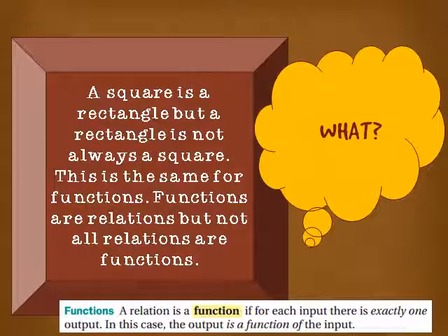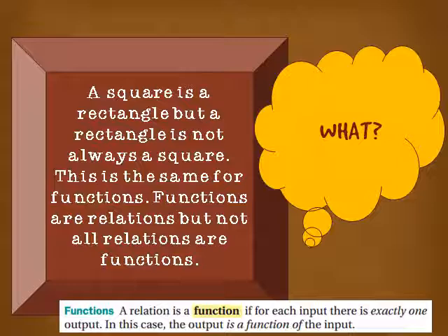Okay. A square is a rectangle, but a rectangle is not always a square. This is the same for functions. Functions are relations, but not all relations are functions. I know you're going, what? Think about it. A square is always a rectangle, but are all rectangles square? No. That's the way a function behaves. Functions are always relationships, but relationships are not always functions.